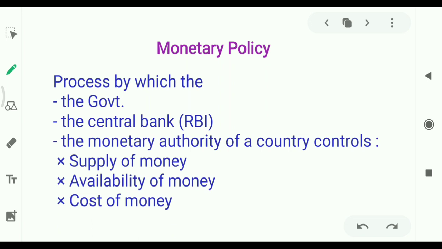In short, monetary policy is the manipulation of monetary instruments such as open market operations, bank rates, or marginal requirements or reserve ratios by the central bank with the objective of bringing about economic stability along with growth in a country.